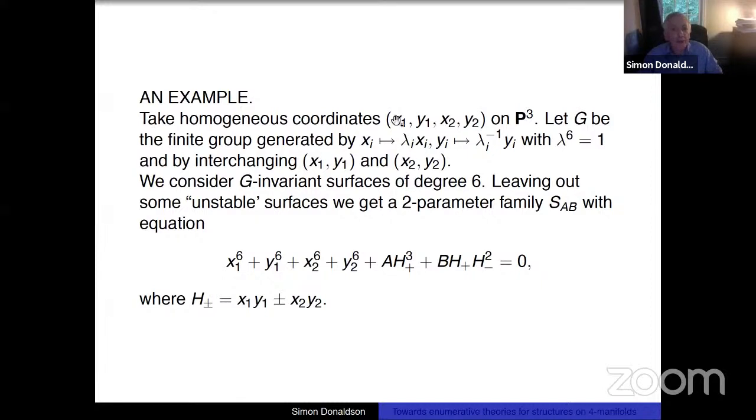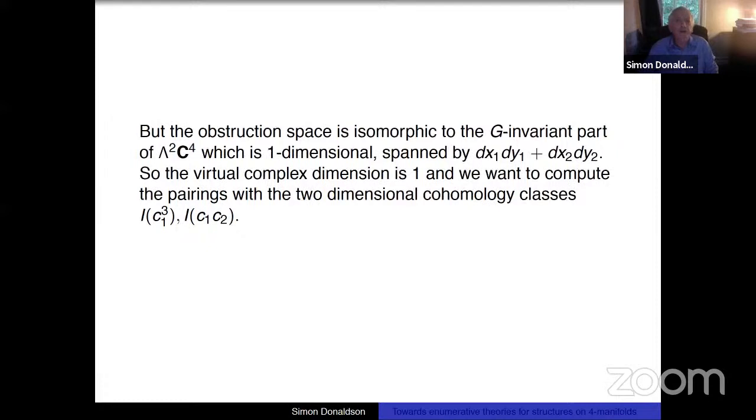So imposing the invariance under this group, we can cut down our huge moduli space of sextics to this small, tractable moduli space. The recipe I said tells you that the H2 for your sextics is given by lambda 2 of C4. If we look at the G-invariant part of that, this is just one-dimensional, spanned by this form. If you look at the way the group was constructed, it's precisely something that will preserve this form, essentially. So although we have a two-dimensional moduli space, the virtual dimension is 1, the complex dimension is 1.